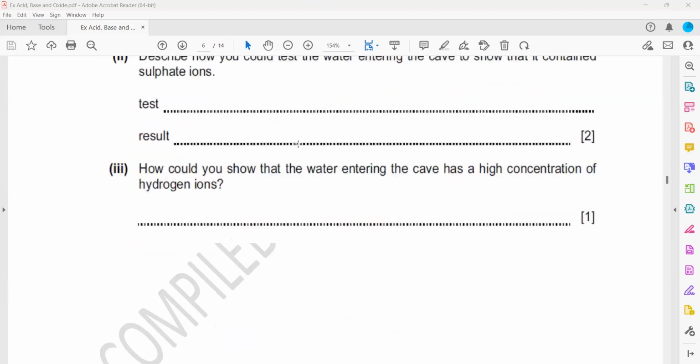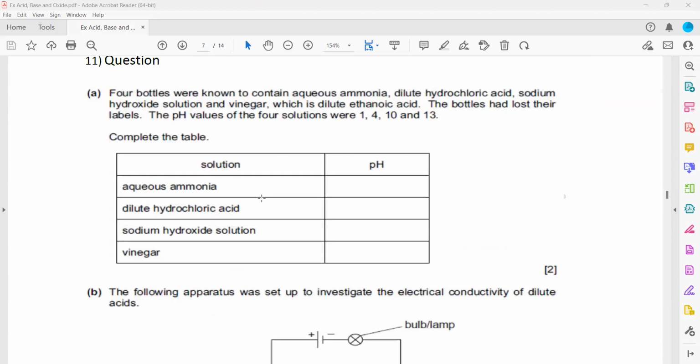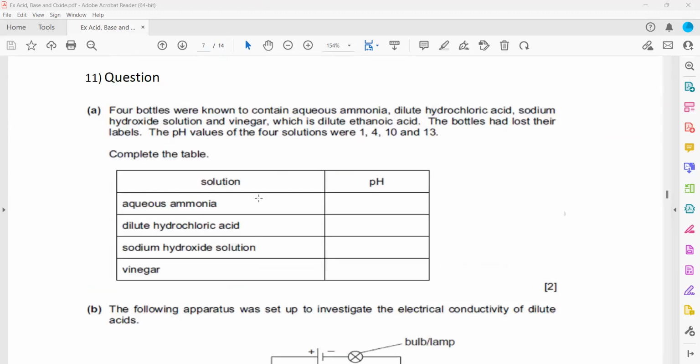How could you show the water entering the cave has a high concentration of hydrogen ions? If it has a high concentration of hydrogen ions, it will be acidic. So how can we say that it is acidic? We can use universal indicator, or we can use a pH meter. And the pH will be less than 3. A high concentration means it contains more hydrogen ions, so a lower pH.